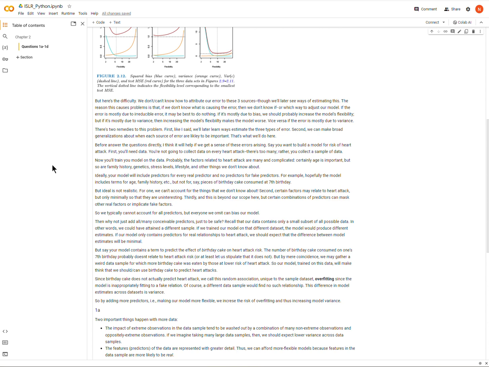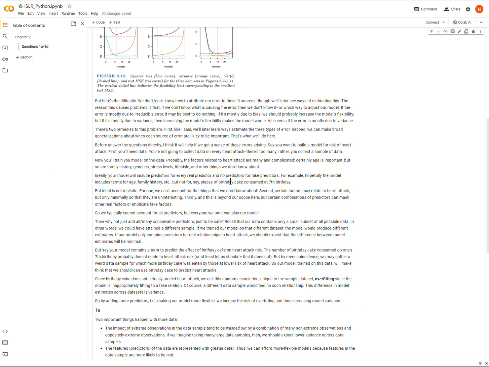And again, we're stipulating that birthday cake does not have any effect on heart attack risk. But let's just say that the sample of data that we have, by mere coincidence, does find a relationship between birthday cake and heart attack. Well, then our model is going to say that birthday cake is a good predictor of heart attack.